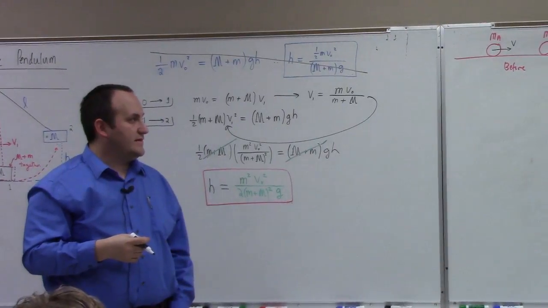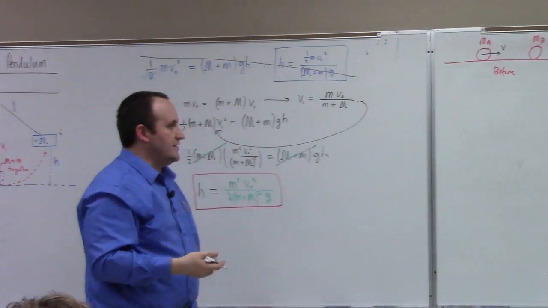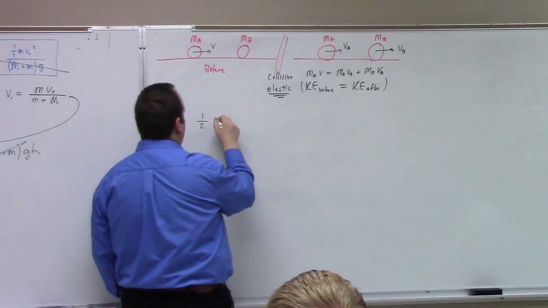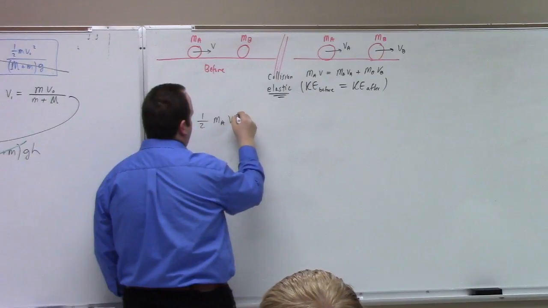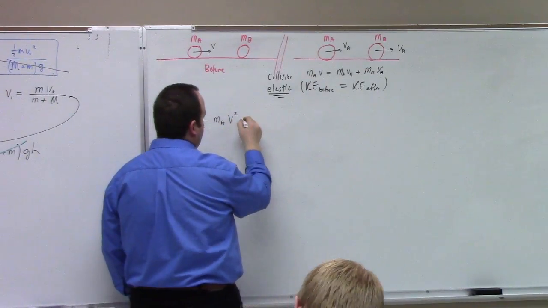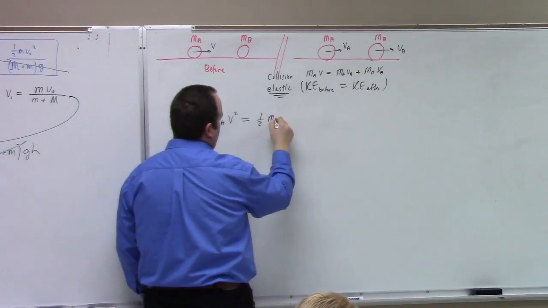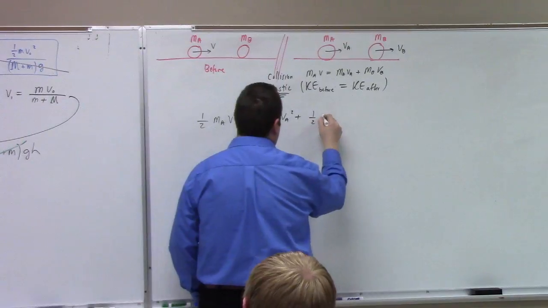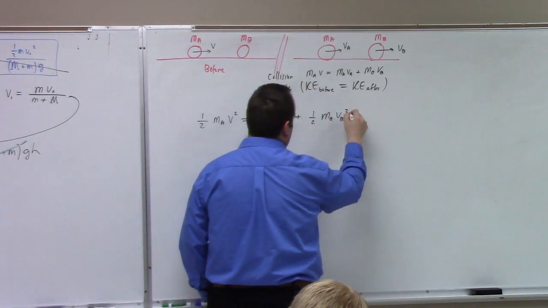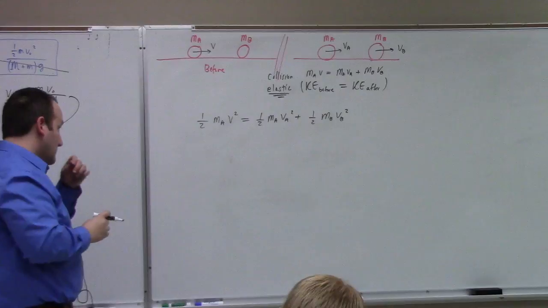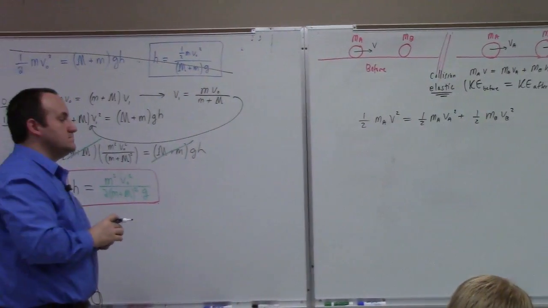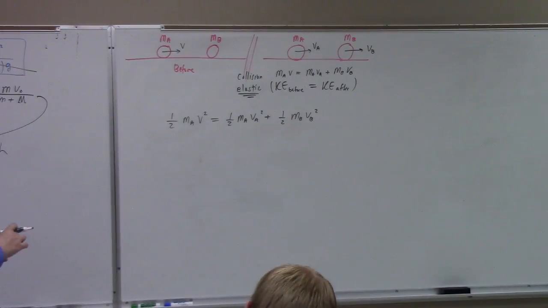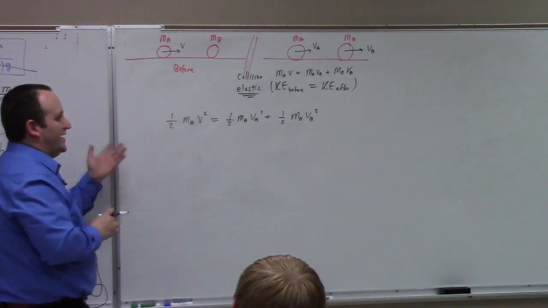So what do we get here? Let's try to work it out. So we have 1/2. You might wonder what we're working towards, right? So 1/2 m v squared is equal to 1/2 ma va squared plus 1/2 mb vb squared. We can cancel the halves, right?